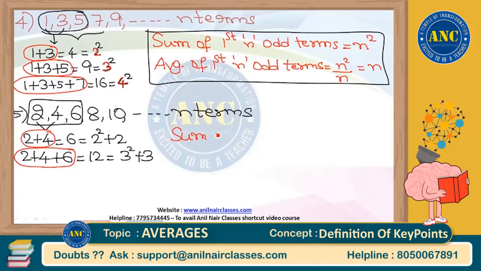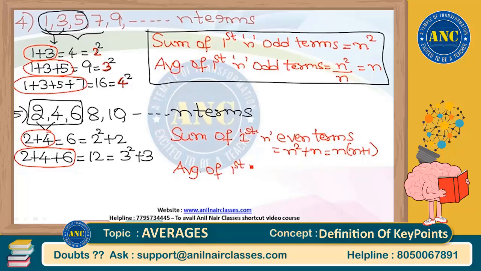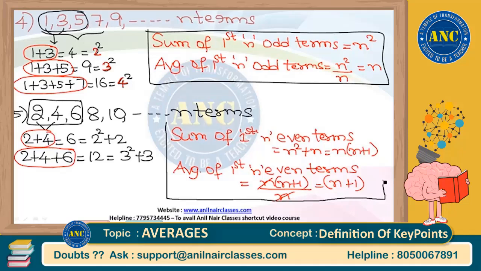In general, sum of first n even numbers is n square plus n, right? If I take n common factor, it is n into n plus 1. But I am interested in average. Average of first n even terms is sum divided by total number of terms. Sum is n into n plus 1 divided by totally n terms. N will cancel. So you are left with n plus 1. Very, very important key point once again. Average of first n even terms is nothing but n plus 1. Similarly, average of first n odd terms is nothing but n.